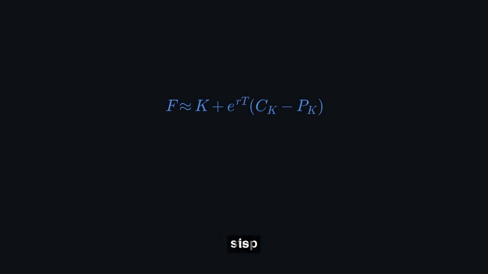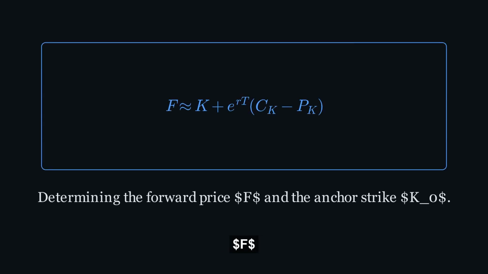A critical first step is determining the forward price, $F$, for each expiration. This is typically derived from the options market itself, often by finding the strike $K$ where the absolute difference between the call and put prices is minimized.